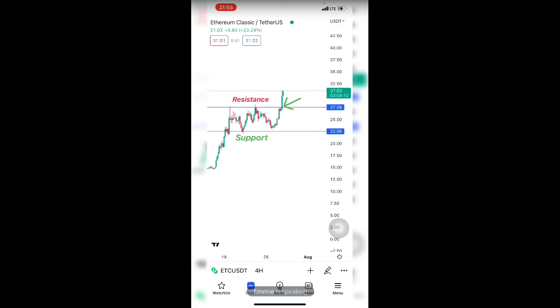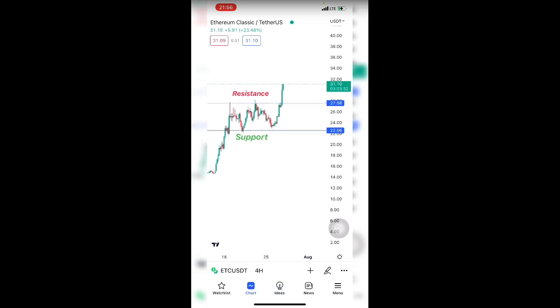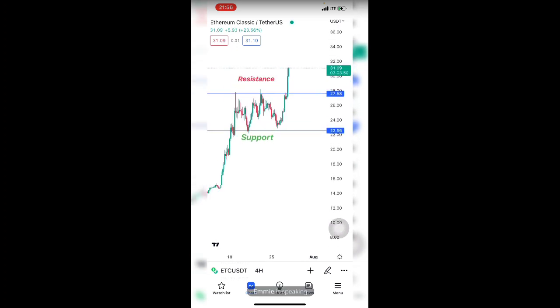So this coin paid me. So, support and resistance. You can be using your market structure strategy, your trend line, support and resistance strategy. We call it the retailer's strategy, to be using to make your own profit.